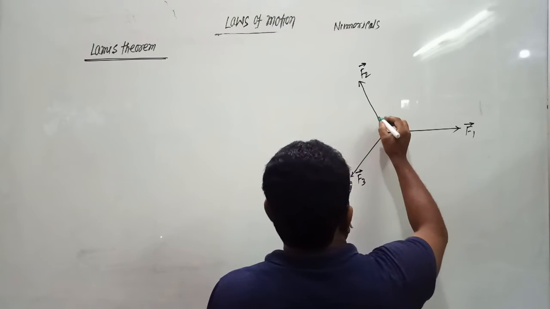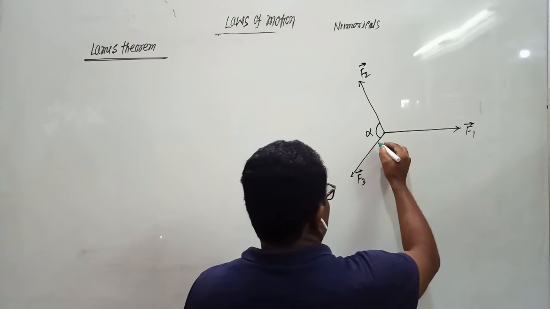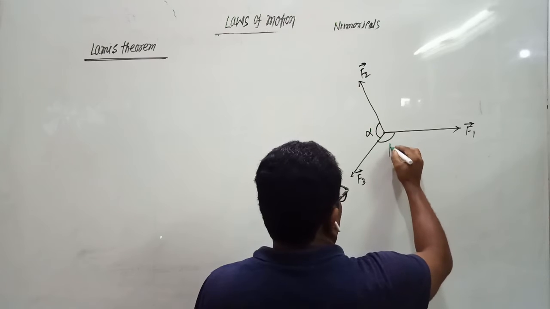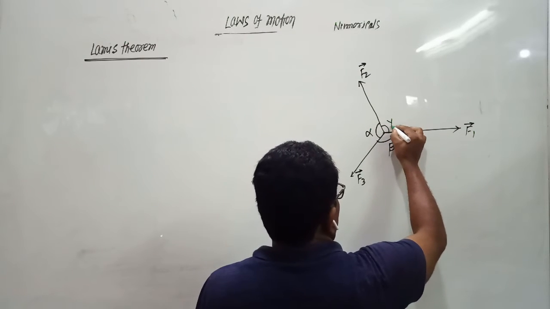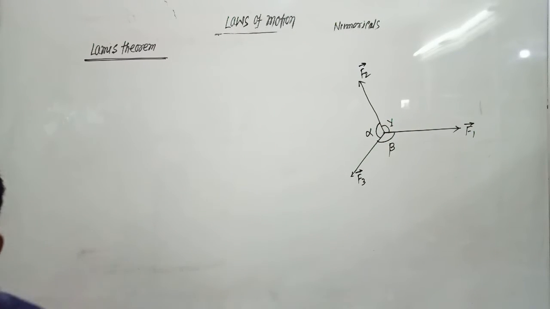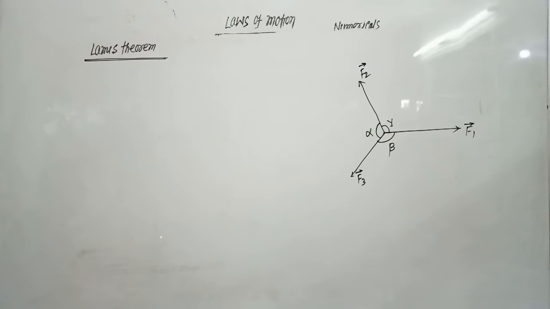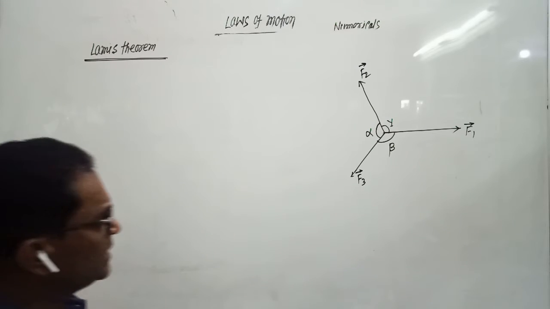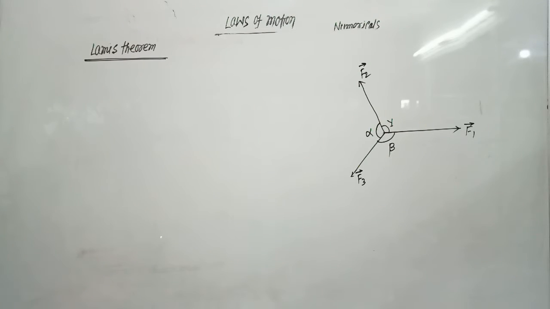and let the angle between force F2 and F3 be alpha, angle between force F3 and F1 is beta, and the angle between force F1 and F2 is gamma. We have taken three concurrent forces F1, F2 and F3. The angle between F1 and F3 is beta, between F2 and F3 is alpha, and between F1 and F2 is gamma.